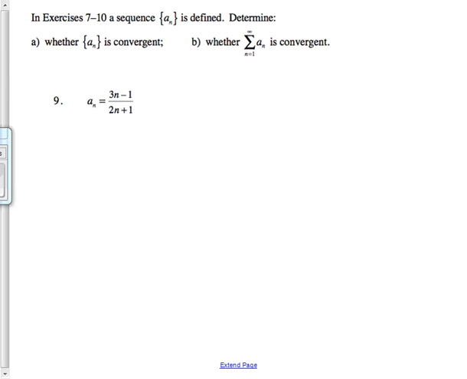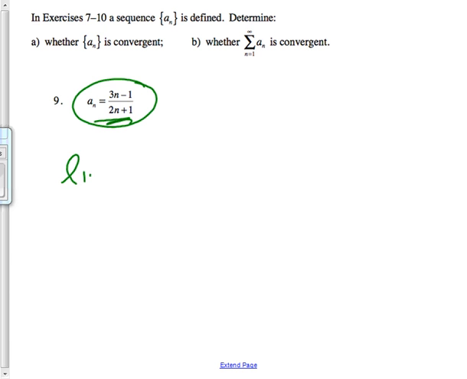Okay, then it says, in this exercise, so what I'm doing is trying to look at a couple sample problems so that you get used to the book language and are familiar with some problems, so that when you start to do them, you've had some experience seeing them. So in part A, it says, determine whether a sub n is convergent. So remember, a sub n is the nth term. So here's what a sub n is.